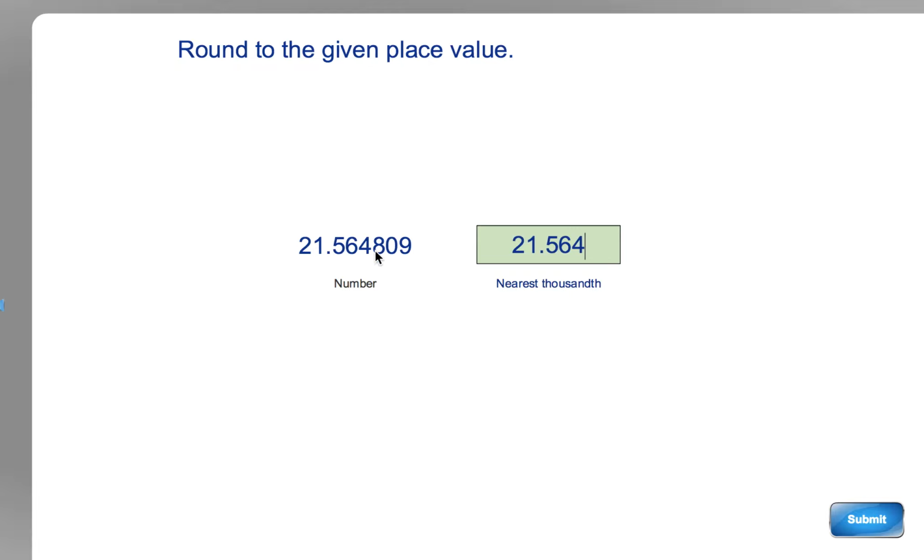So because that number, the 8, is bigger than 5, we change the 4 up to a 5, and that's rounding up. Okay, we've still rounded to the nearest thousandths, but we look at the place after the thousandth to decide whether we round it up or leave it as it is.